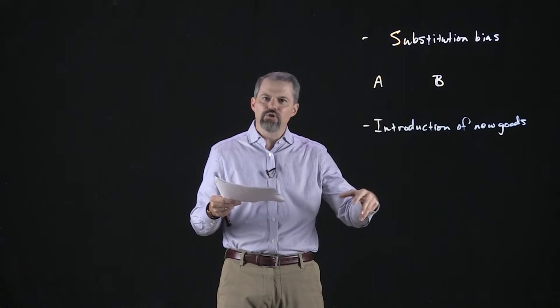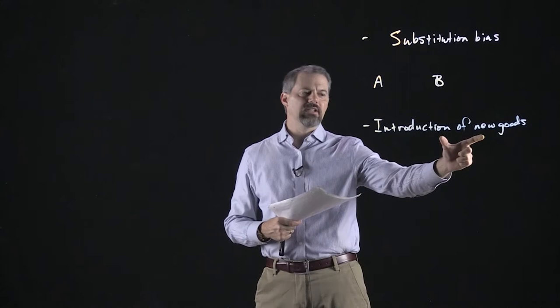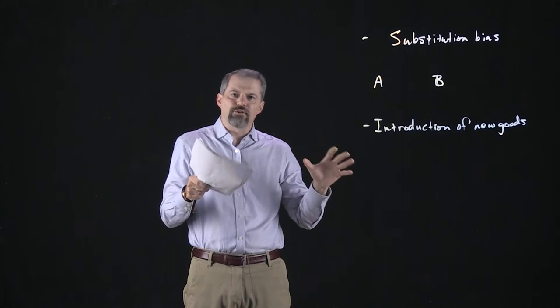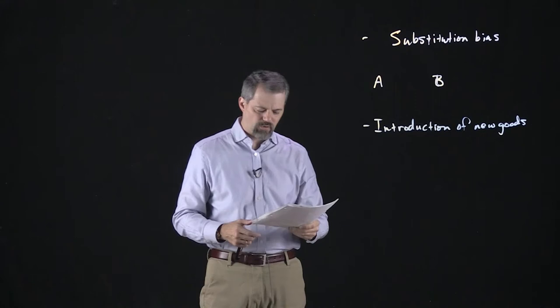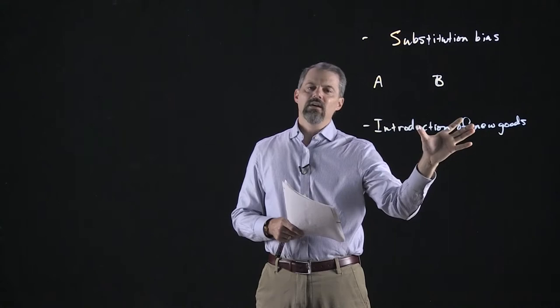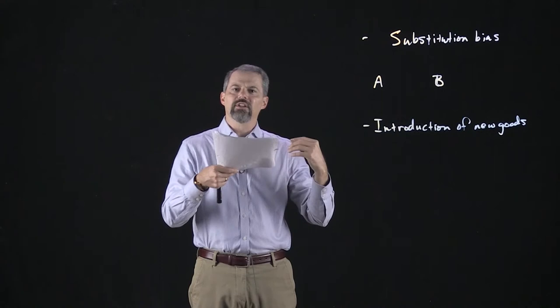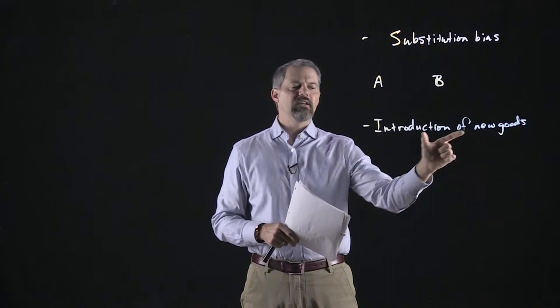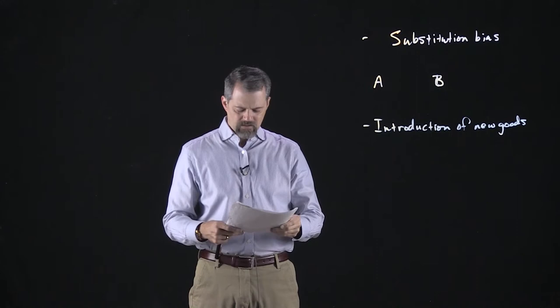So the introduction of new goods causes your dollars to be more valuable to you, even if you don't consume the new good. Just the fact that there's another possibility for you out there to exchange that dollar for makes you better off. It makes your dollars worth more. The problem is, as we talked about with the substitution bias, the CPI uses a fixed basket from one year to the next. So if a new good is introduced, it's going to take a while before it's included in the basket. And so the CPI tends to ignore the benefit that we get from the introduction of new goods, at least until the basket is changed. Okay? So that's the second thing.